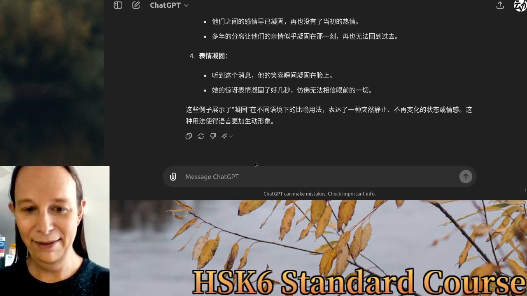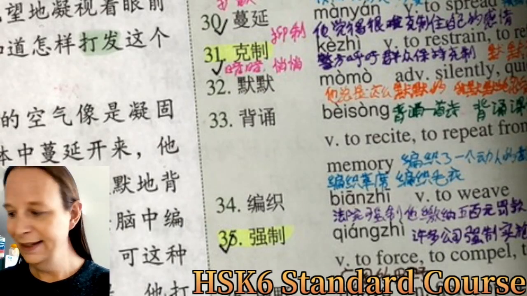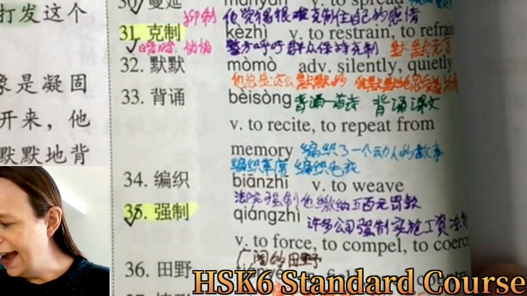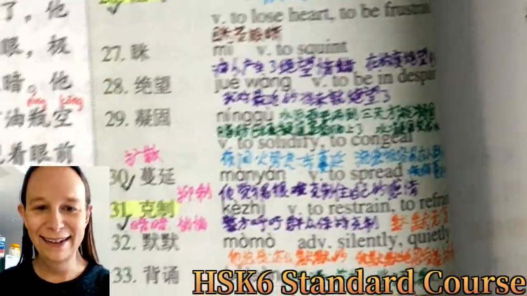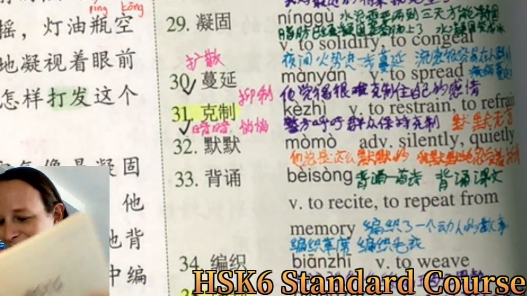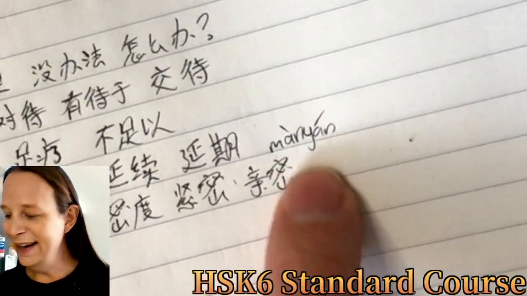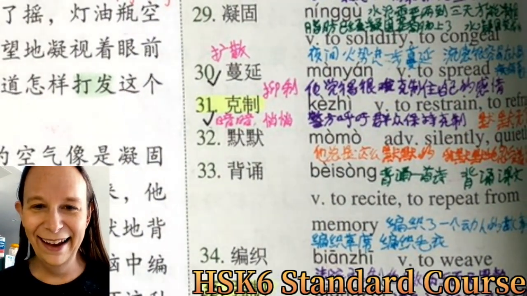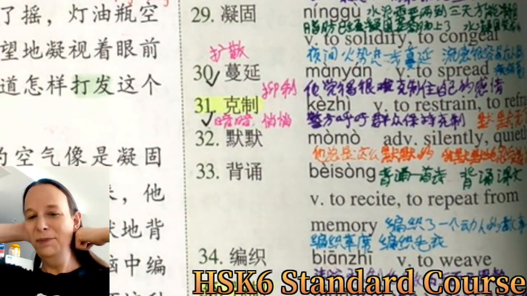All right, how are we doing? What's next? 蔓延. Yeah, this is this one, 蔓延. I remember when we did this exercise, I put 蔓延. I'm like, 蔓延's a word, right? Here it is, 蔓延. To spread.